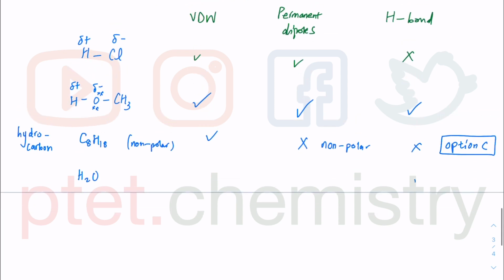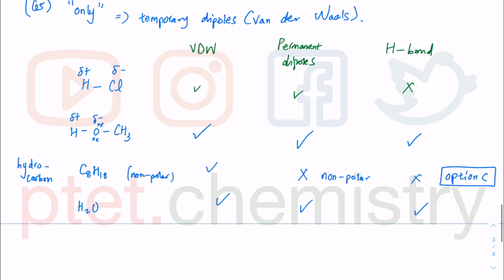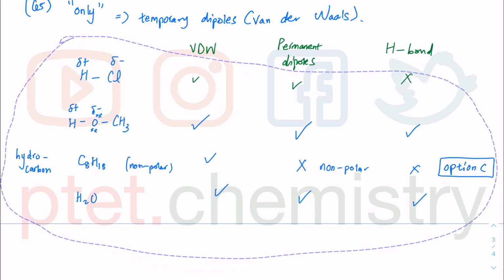And of course the last one, you're looking at water. Water definitely has hydrogen bond. That explains the very high boiling point of water, even though it is a simple molecular structure. So hopefully that makes sense to you there.